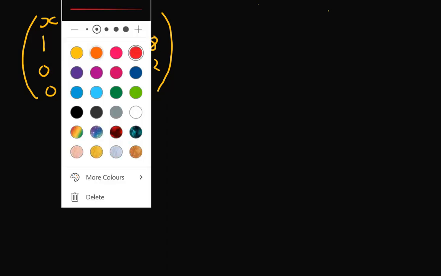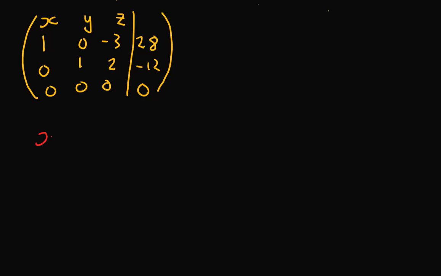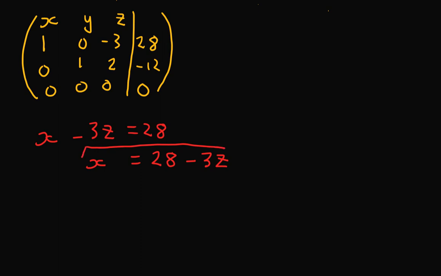Okay, so I'm going to switch to a different color. So what have we got? We've got x minus 3z is equal to 28. Well, that gives us x equals 28 minus 3z. Okay, I would leave your solution like that. Or we could say x is 28. But make sure you put both down because you can't make assumptions here.